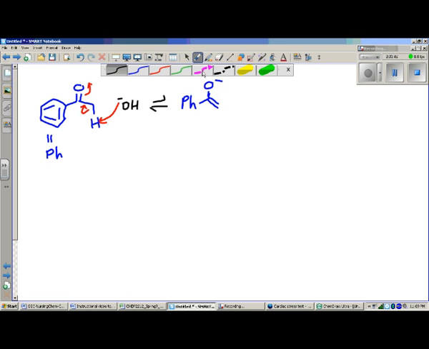Let me draw that again. That's kind of a mess, isn't it? Please accept my apologies for that. Let me try that again. Here is our O minus, that is better. And here is our double bond.